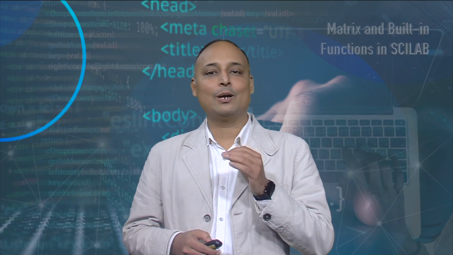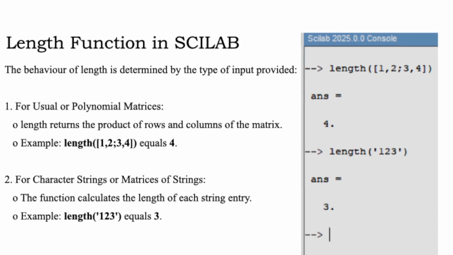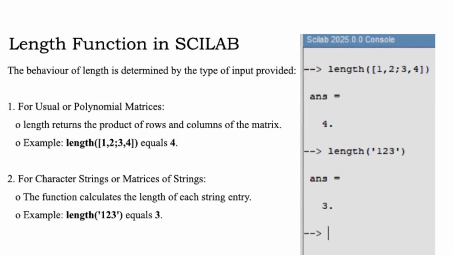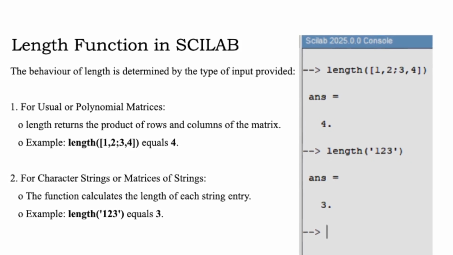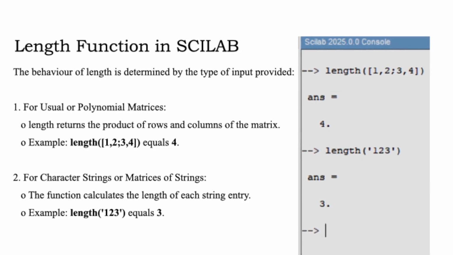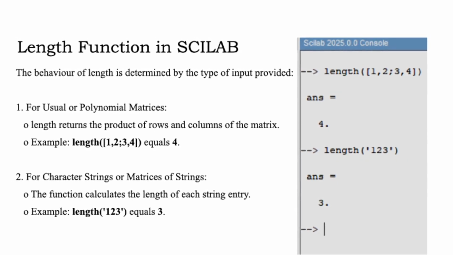The behavior of length is determined by the type of input provided. For usual or polynomial matrices, length returns the product of rows and columns of the matrix. For example, length of the matrix [1, 2; 3, 4] equals 4.